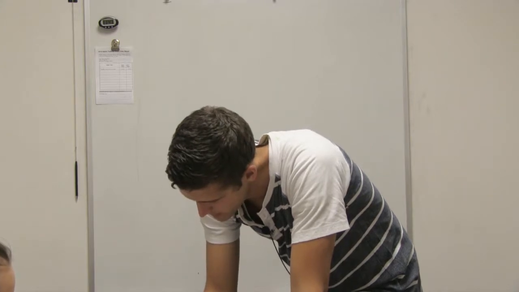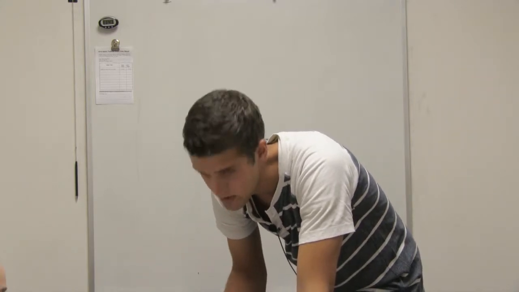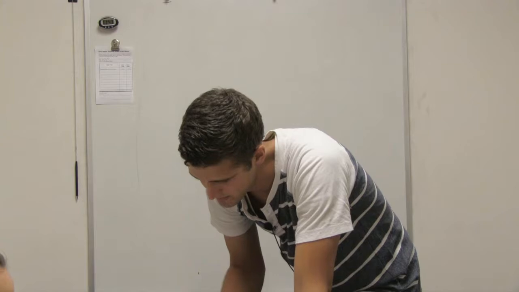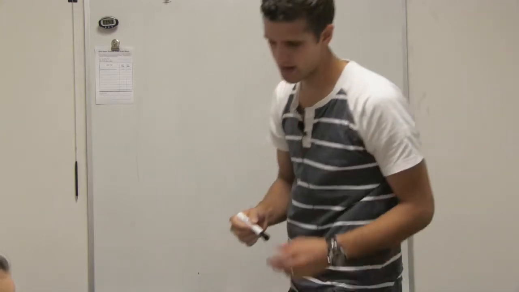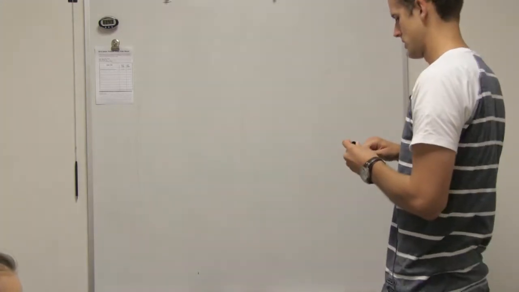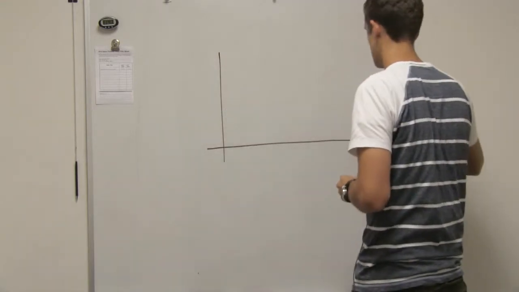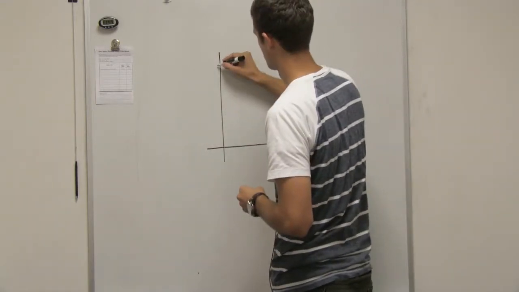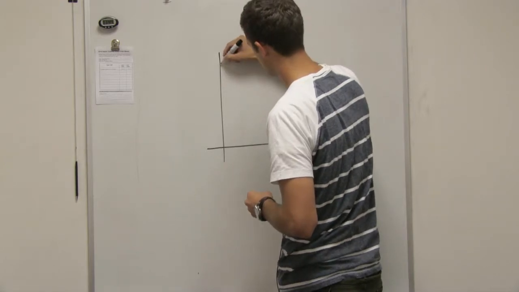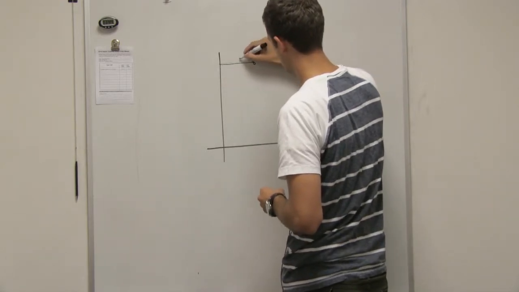So, a ball is thrown horizontally at 25 meters per second and travels a horizontal distance of 50 meters before hitting the ground. From what height was the ball thrown? So your picture looks like this, right? We throw the ball from here.